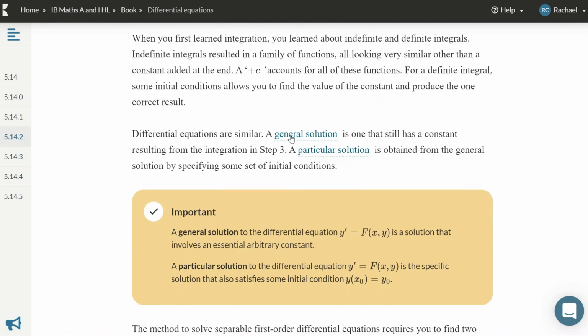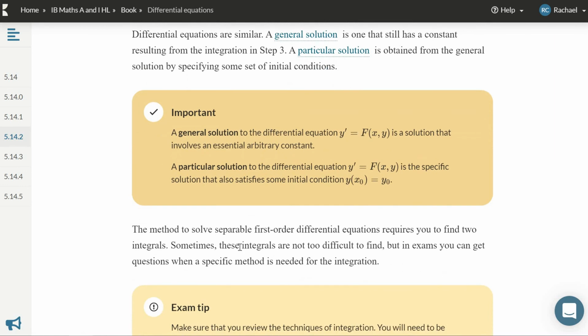And differential equations are similar. A general solution is one that still has a constant resulting from the integration. So when you do your integral, you'll have that plus c. That's considered a general solution. A particular solution is obtained if they give you a set of initial conditions, as you have here. So a general solution is just the antiderivative of the differential equation, or the solution for the differential equation. And then a particular solution is when they give you an initial condition and you eventually plug it back in and get something particular.